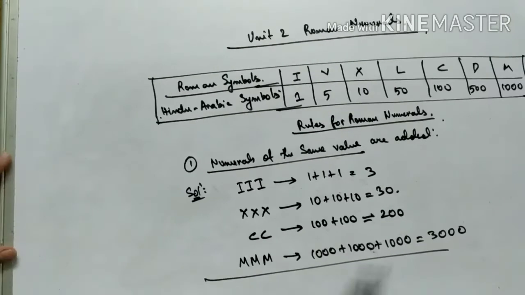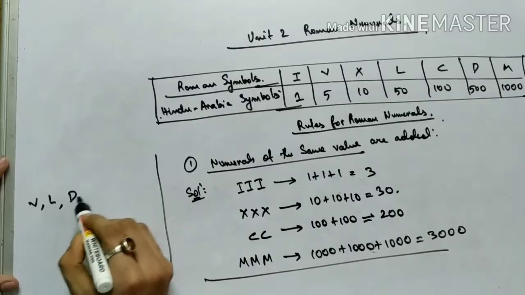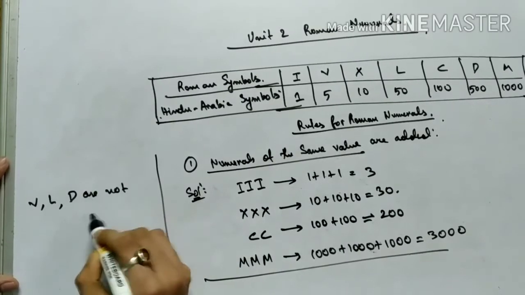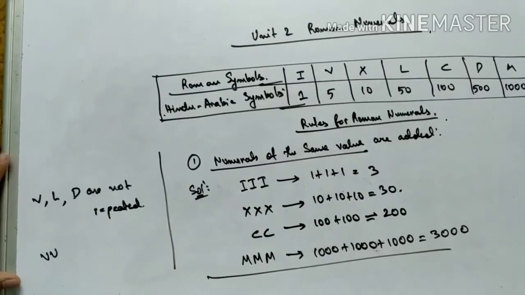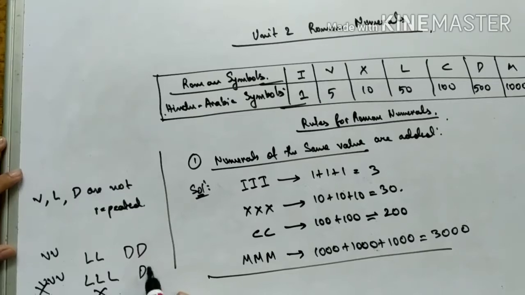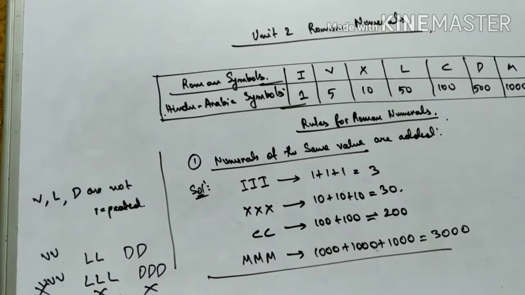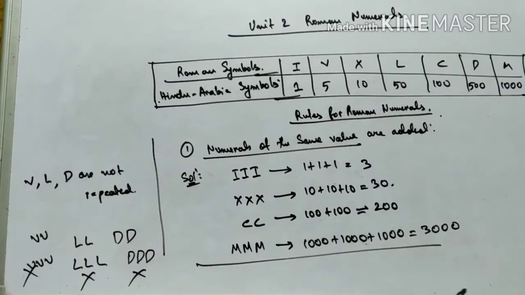And here, one thing you will have to remember is that symbols like V, L, D are not repeated. These symbols are not repeated. VV I cannot do, LL I cannot do, DD I cannot do. Understand? VV like that is wrong. LL is wrong. DD is wrong. So V, L, D are not repeated. You will have to remember this one.